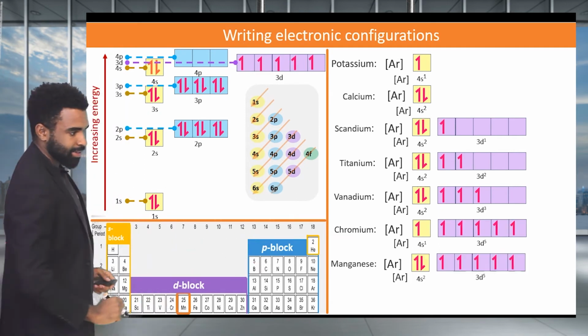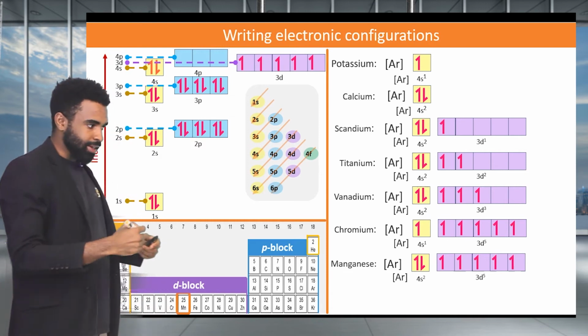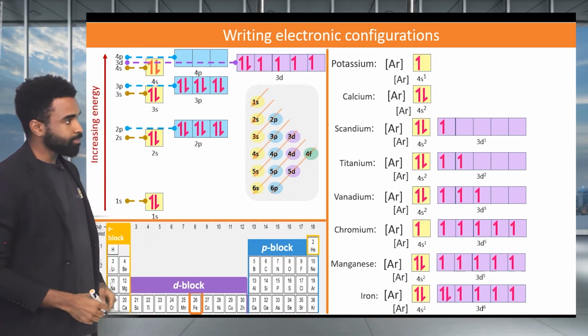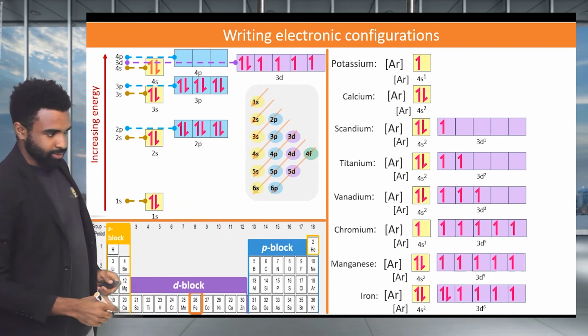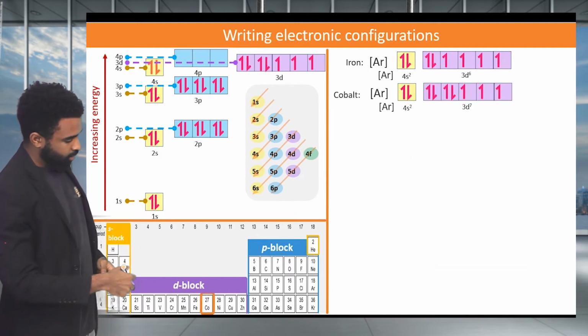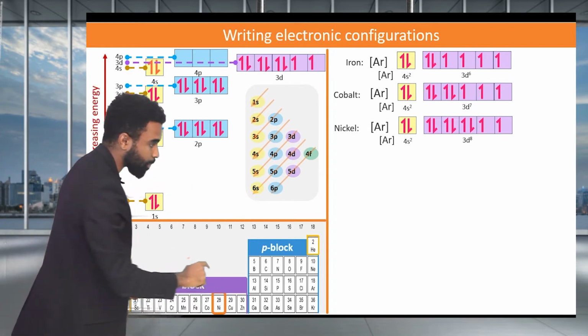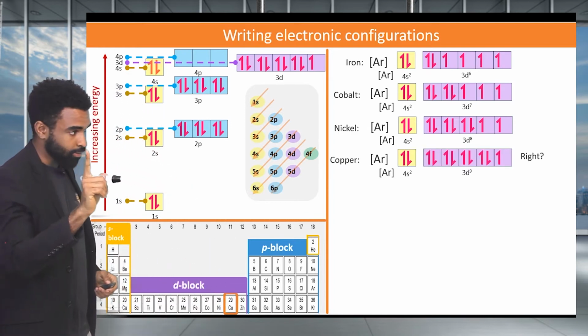What is manganese going to look like? We fill in now that missing electron there, 4s2. How about iron? We just fill in normally, okay? Iron, cobalt, nickel, they all look the same. We get now to copper. This is another of those nasty ones, okay?